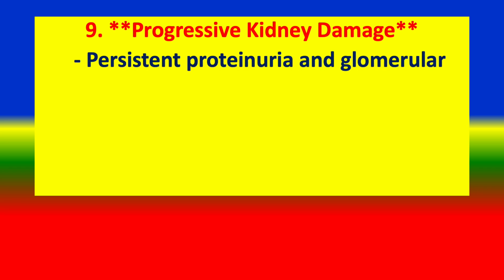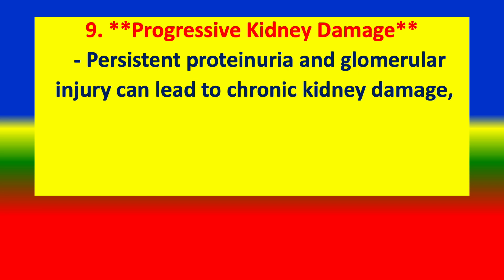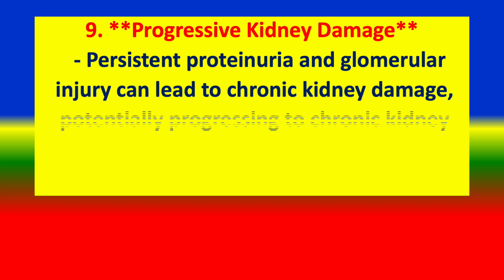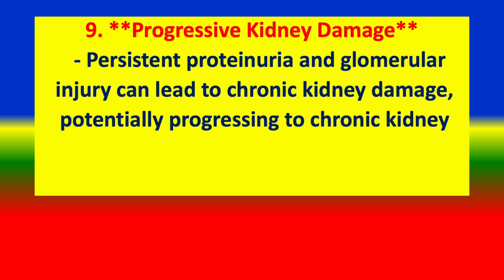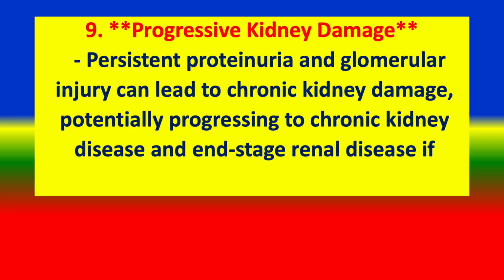Persistent proteinuria and glomerular injury can lead to chronic kidney damage, potentially progressing to chronic kidney disease and end stage renal disease if untreated.